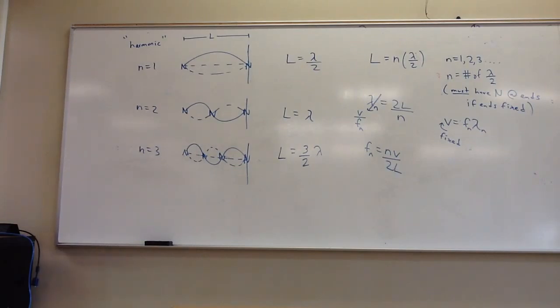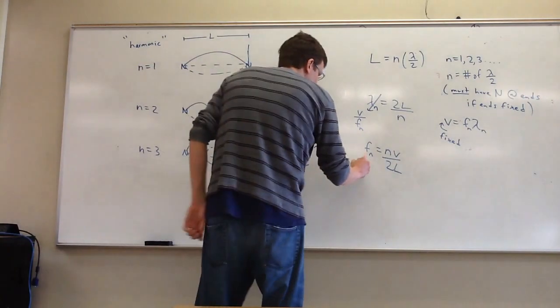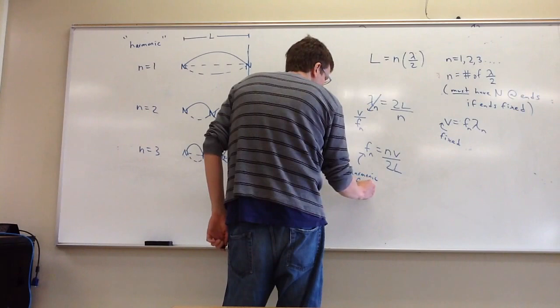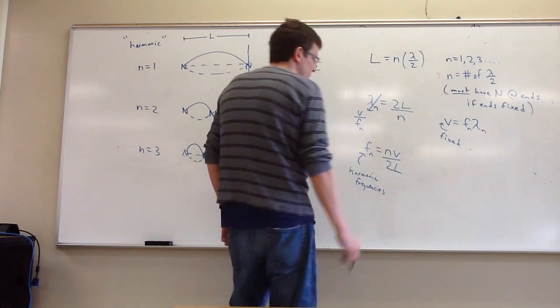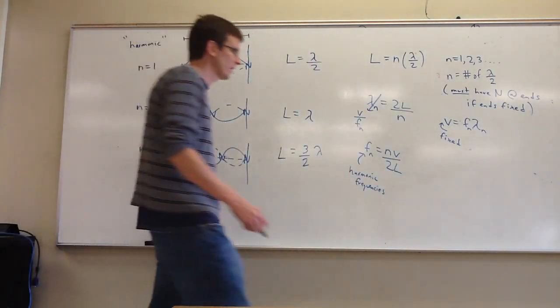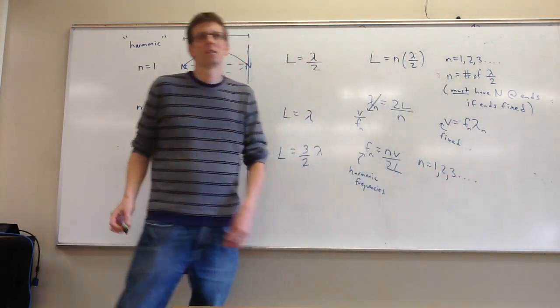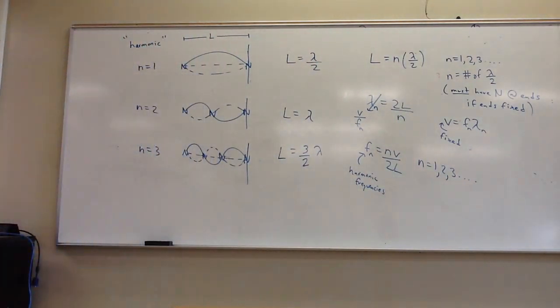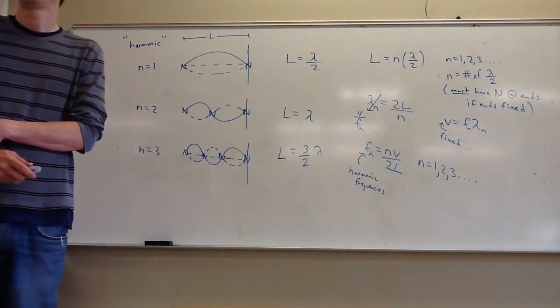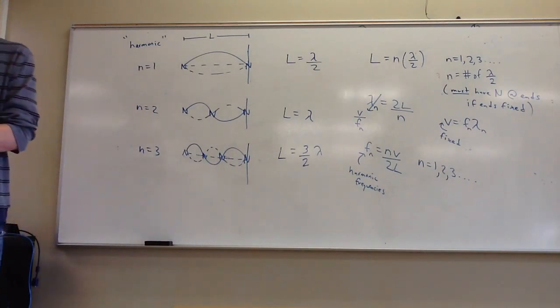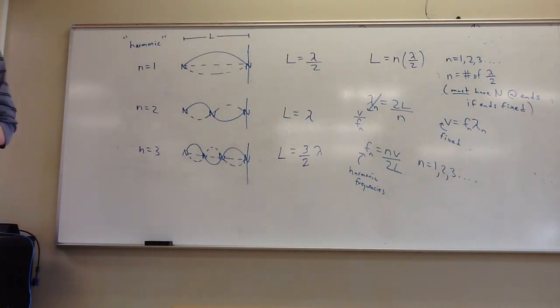So this is an equation for harmonic frequencies. n can be any integer: 1, 2, 3. But these are the only frequencies that will work. It's a discrete set. Not just any frequency will do. There's a whole set of them, but not any old frequency will do. Okay?